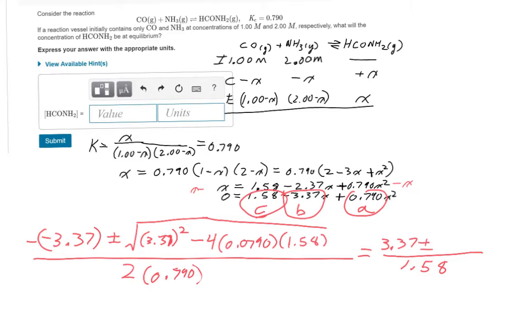And that's going to be plus minus, calculator time, fun with calculators, 3.37 squared. Come on, it helps if you turn them on. 3.37 squared minus 4 times 0.790 times 1.58, and I had an extra 0 there, I just noticed. There we go. Notice I fixed that, yes? Just so no one gets confused. There was an extra 0 right there.